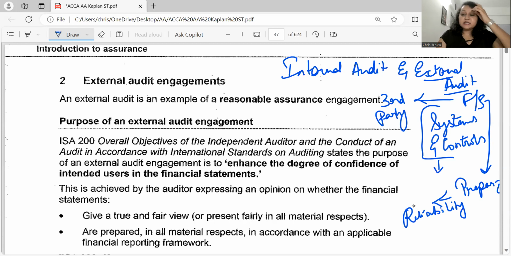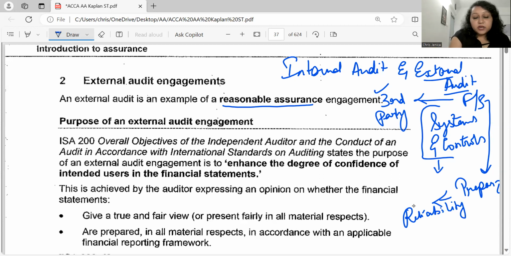So, in order to enhance the reliability and accuracy of the financial statements, the shareholders will appoint a third party as an external auditor, because they should not have any connection with the company. Only then could the audit report be an independent audit report. So this will be carried out by a third party and on an annual basis. Fine. So this is the basic difference between internal audit and external audit. Now, the purpose of an external audit engagement. Normally, as I told, it's a reasonable assurance.